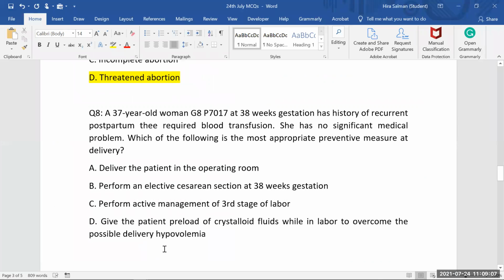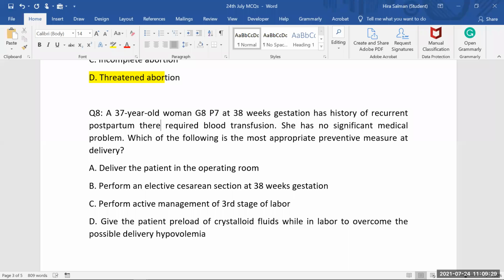A 37-year-old woman, gravida 8. Sorry, here it's gravida 8, para 7, at 38 weeks gestation, has history of recurrent postpartum hemorrhage. The three required blood transfusion. They required blood transfusion. Lots of spelling mistakes because of OCR. She has no significant medical problem. Which of the following is the most appropriate preventive measure at delivery?